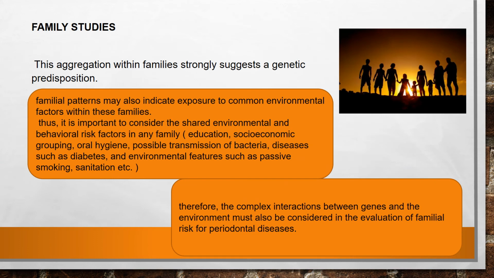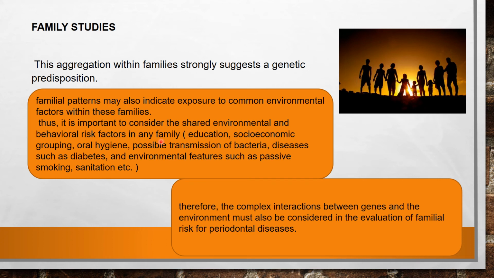Then come the family studies. This aggregation within families strongly suggests a genetic predisposition. Familial patterns also indicate exposure to common environmental factors within the families. That is more important, so the environmental factors will be the same. Thus, it is important to consider the shared environment and behavioral risk factors in any family.